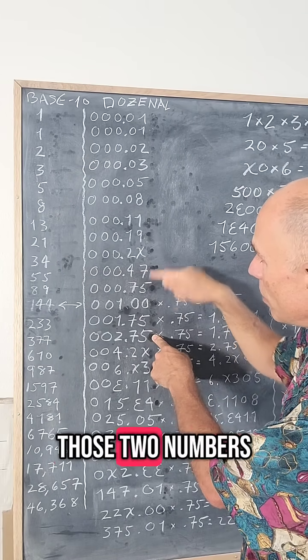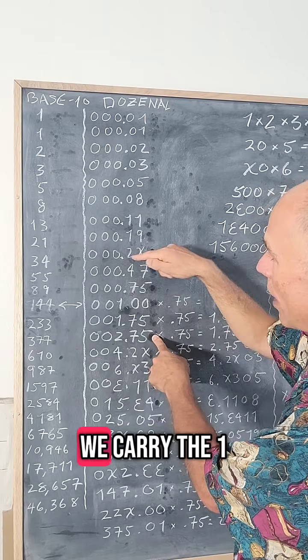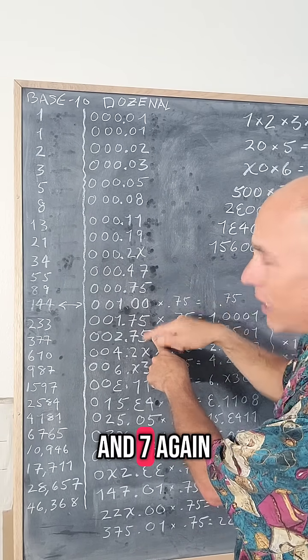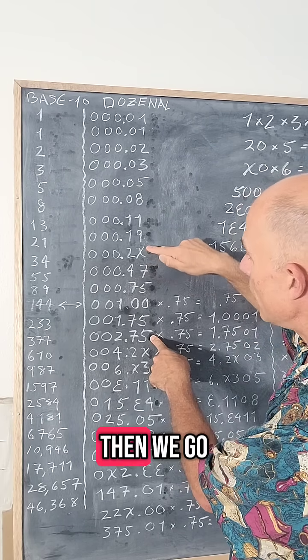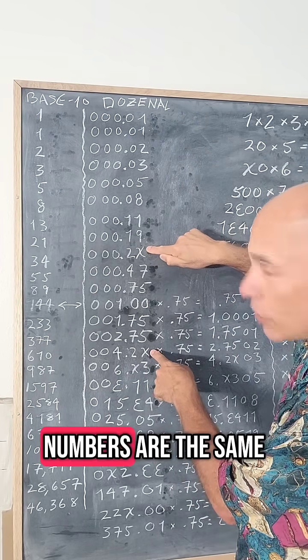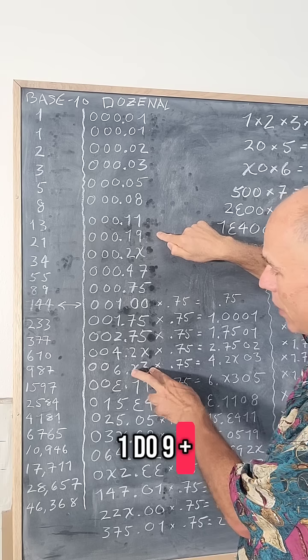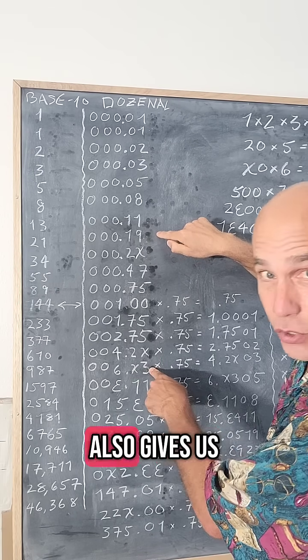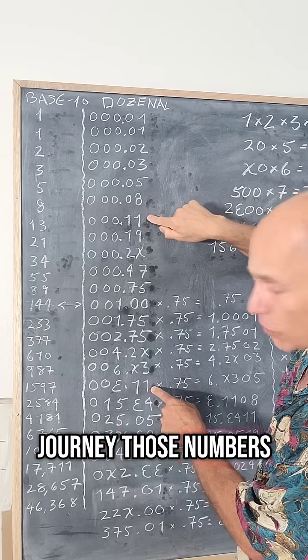So when we add those two numbers together, 7 plus 5 is a dozen. So we carry the 1, 4 and 5, and 7 again. So those two numbers added together give us the length of 1. Then we go farther, we see both those two numbers are the same. Then the next two, again, 1 do 9 plus dec do 3 also gives us the length of 1. We continue our journey. Those numbers are the same.